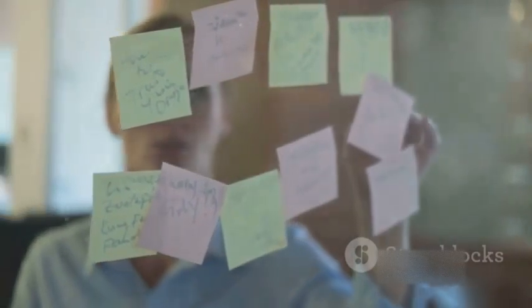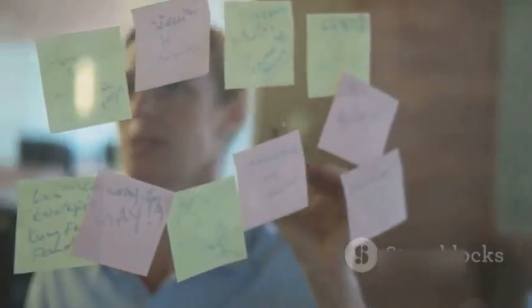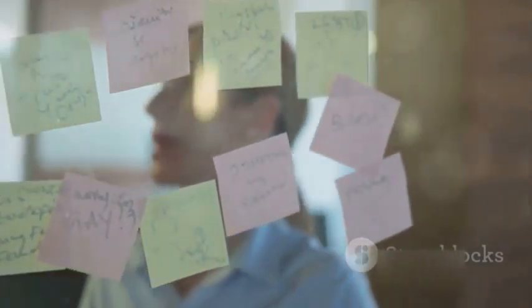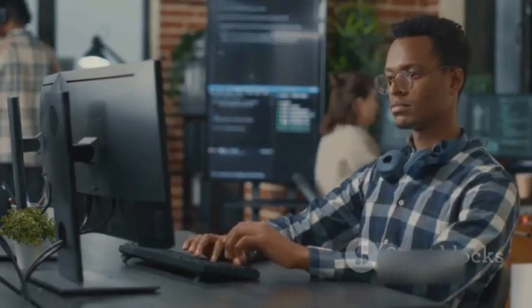So next time you're programming, remember to consider the computational complexity of your algorithms. It could make all the difference in the world.